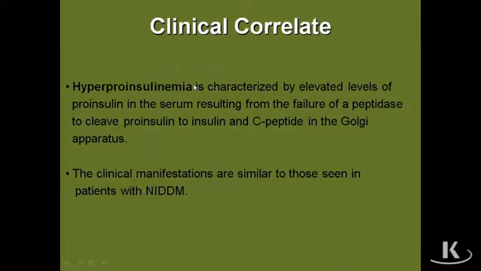Now, two clinical scenarios basically involve the Golgi apparatus. One is hyperproinsulinemia. This is characterized by elevated levels of proinsulin in the serum because of an enzyme defect, a peptidase defect that fails to cleave proinsulin to insulin and a related C-peptide in the Golgi apparatus. And the clinical manifestations of this are similar to patients seen that have non-insulin-dependent diabetes mellitus.